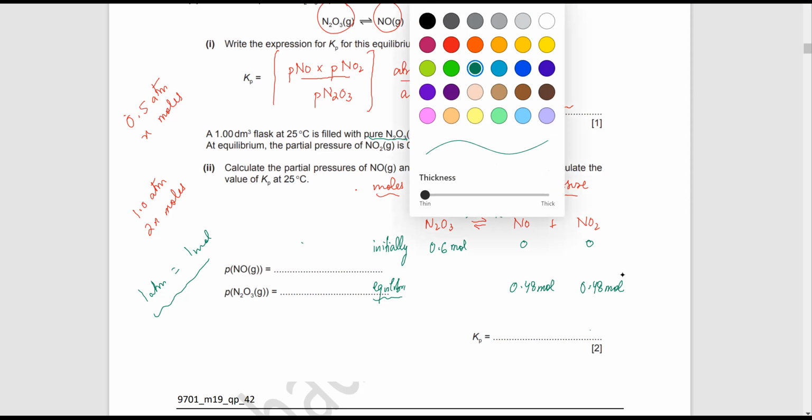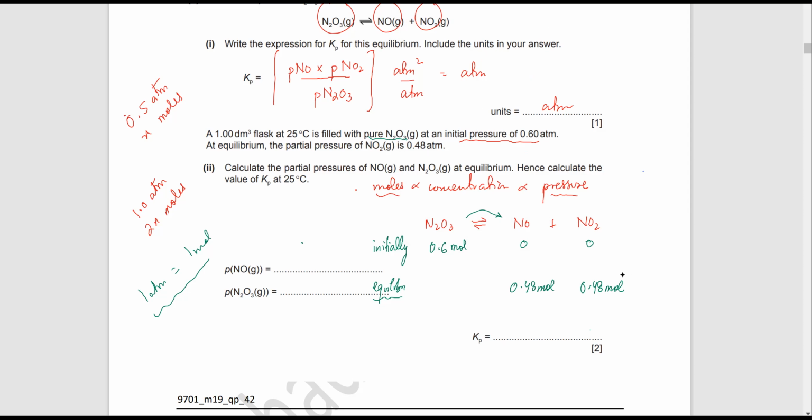Yes, sir. So I'm going to write this down: 0.48 moles got produced. And the same over here, 0.48 moles were produced. Now, since it's 1:1, to produce 1 mole of NO and 1 mole of NO2, you need to react 1 molecule of N2O3. So 1 molecule reacts to produce 1 of this and 1 of this. So if 0.48 of these two are getting produced, then 0.48 must have reacted.